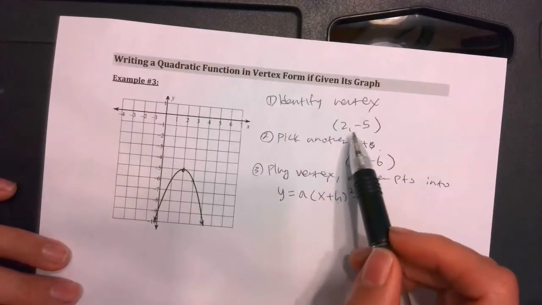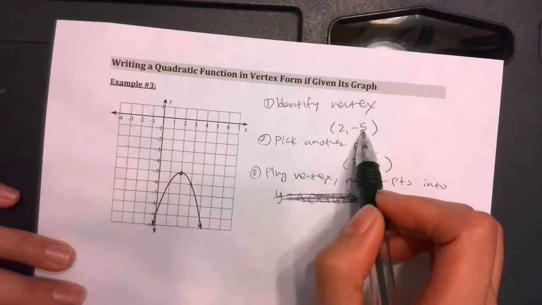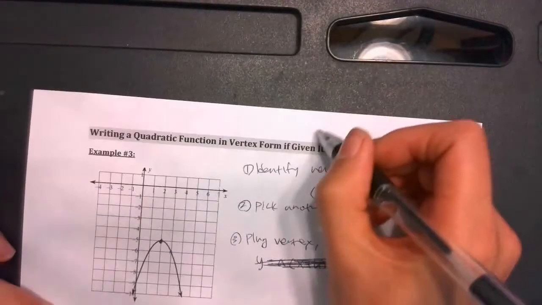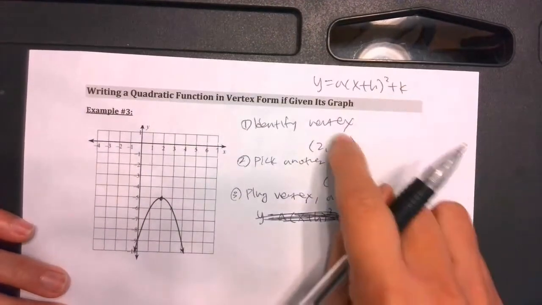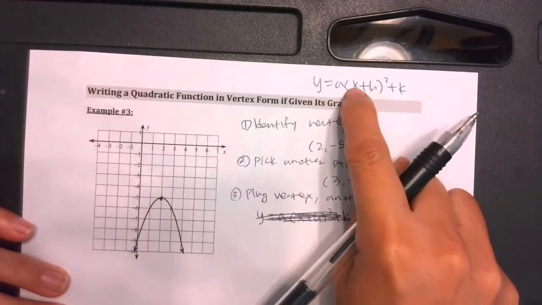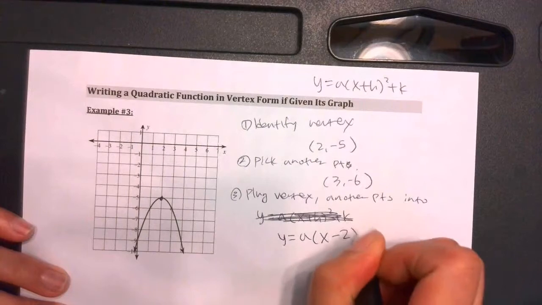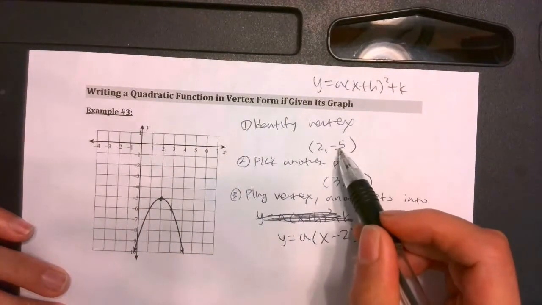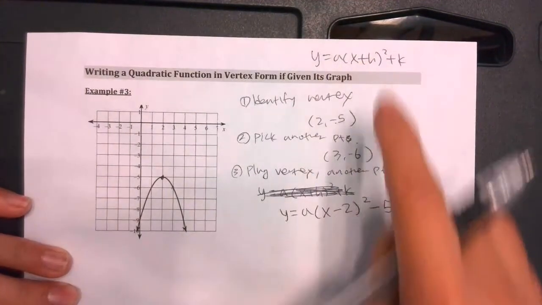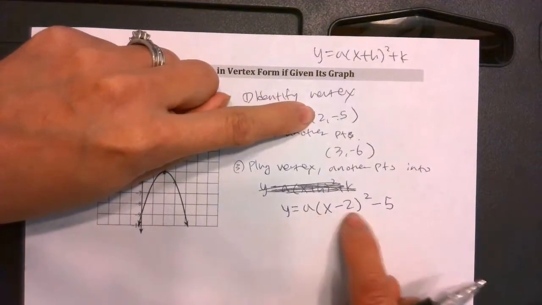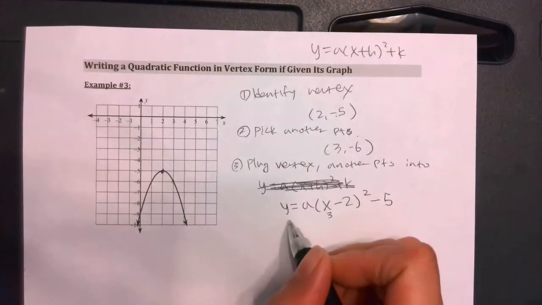All right, so actually, I don't like this. If the vertex is 2, negative 5, and I want to plug it into the form, how would that work? Well, the x value is 2, so wouldn't it be x minus 2? Right, so y is equal to a times (x minus 2) squared. The y value of the vertex is negative 5. You good? Once again, I'm using the basic form here. If the x value of the vertex is 2, x minus 2, negative 5, negative 5. And then you take that 3, negative 6, plug it into x, plug it into y.